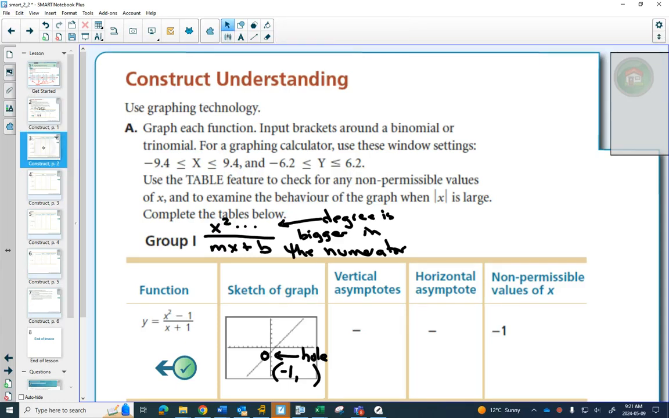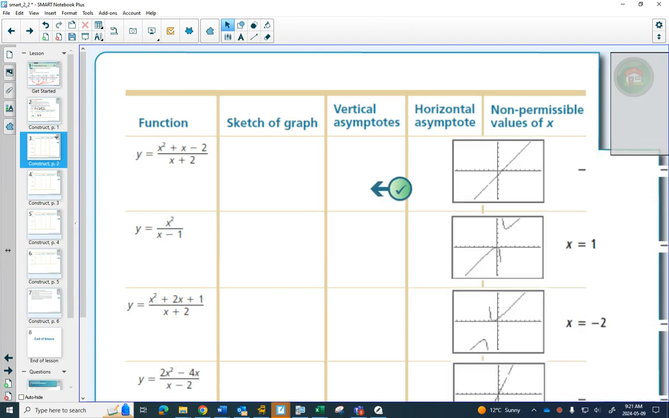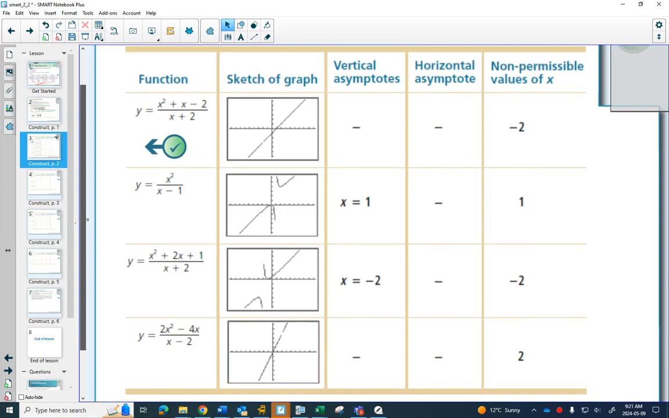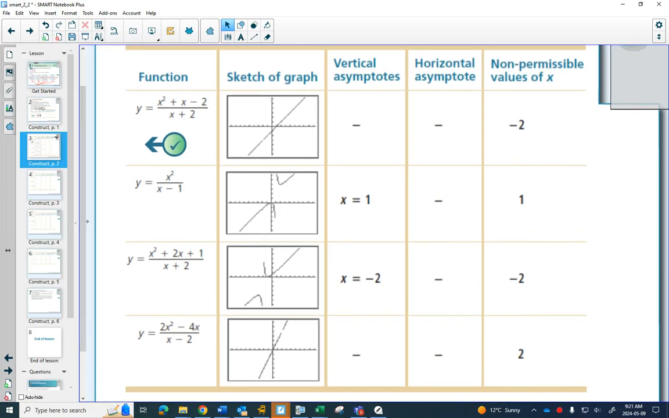Next graphs, still part of group 1. Slide them all in here. I will give you a little bit of time to sketch all of those. And then we'll discuss the properties. When you sketch this one, add a hole there at -2, comma something. And on this one, add a hole at 2, comma something.